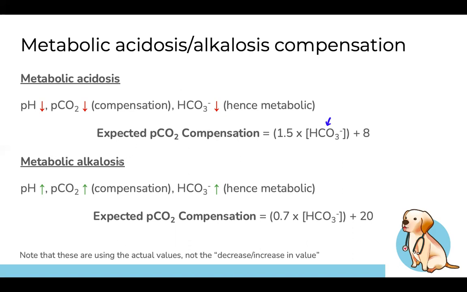With metabolic alkalosis, again, pH is a little bit too high, and your HCO3 minus is also too high, which is why you've decided it's metabolic, and your compensation comes from your PCO2 going up. And this equation is slightly different: 0.7 times bicarb plus 20.